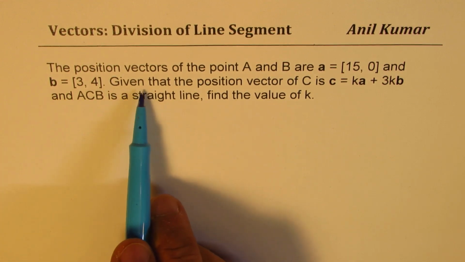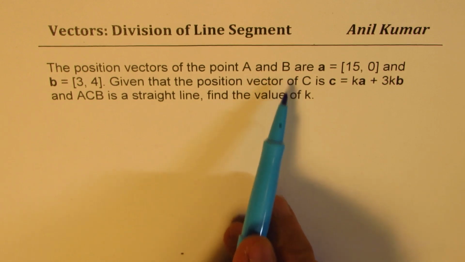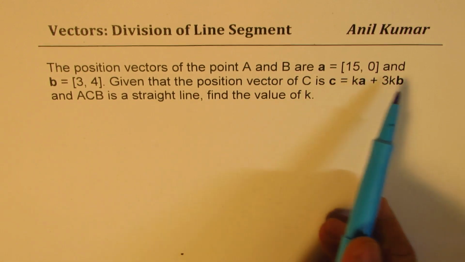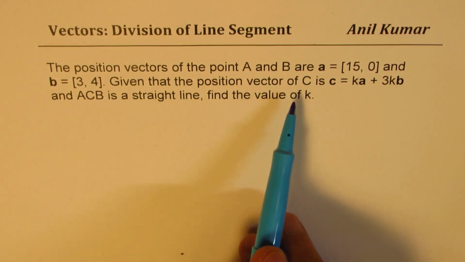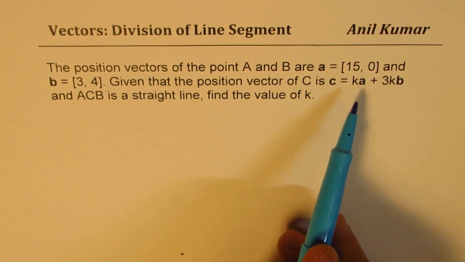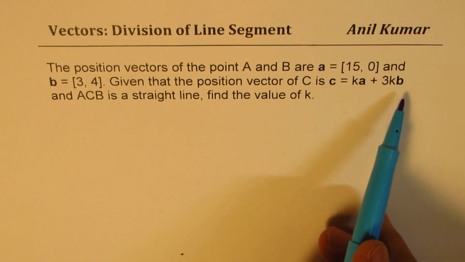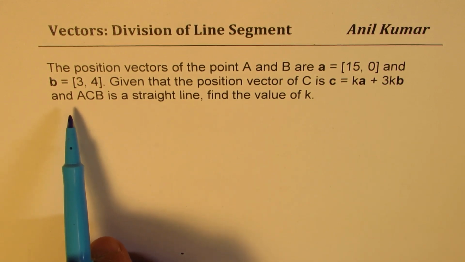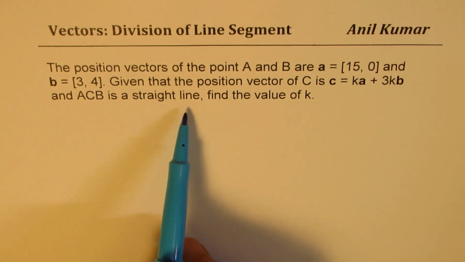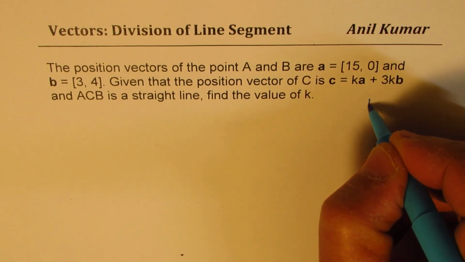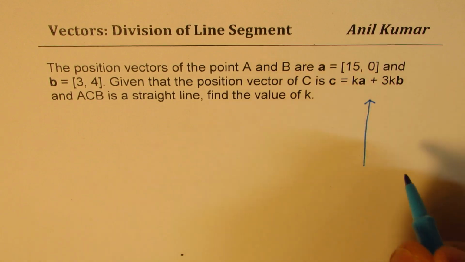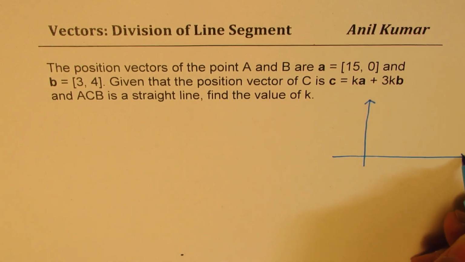The position vectors of points A and B are A (15, 0) and B (3, 4). Given that the position vector of C is C equals Ka plus 3Kb, and ACB is a straight line, find the value of K. So let's try to sketch the scenario. Let's try to understand what it is.